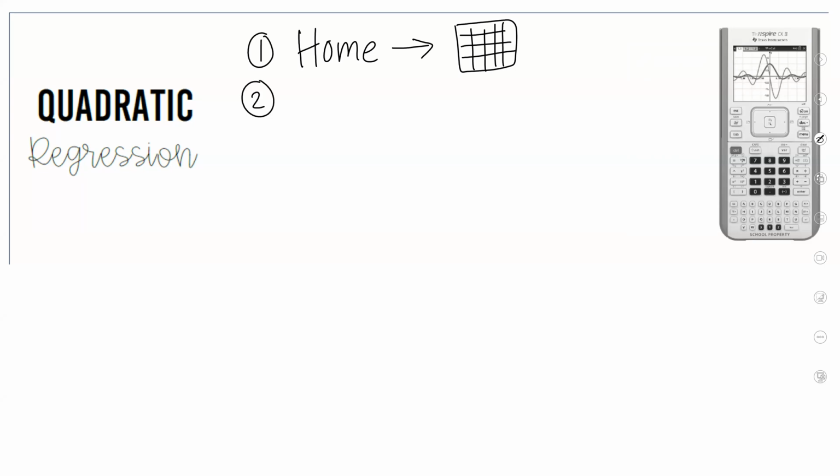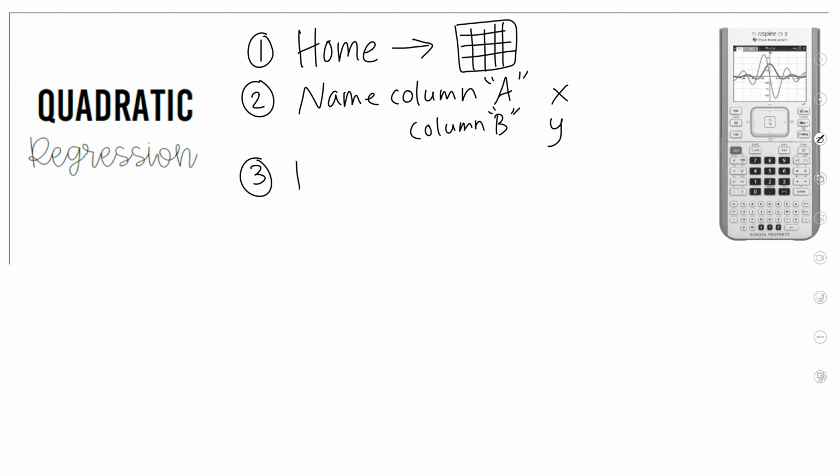Step number 2, you're going to name column A, X, and you're going to name column B, Y. So guys, write this down first before you do this in your calculator. I want you guys to write down the steps so that you always have them. Step number 3, you're going to enter in the data. So you guys are going to be given a table and you're going to enter the data.